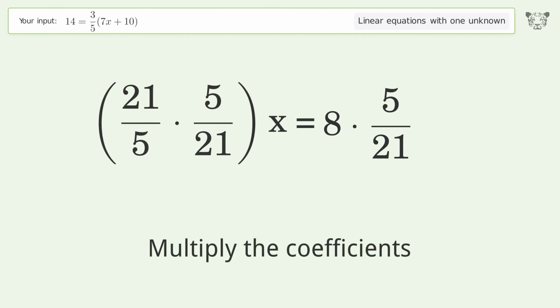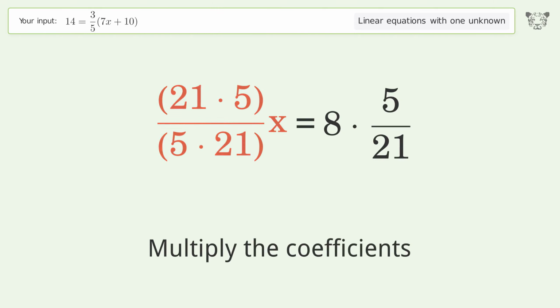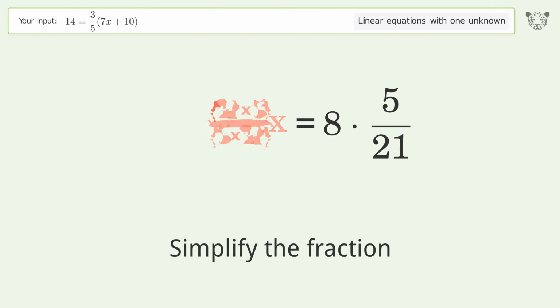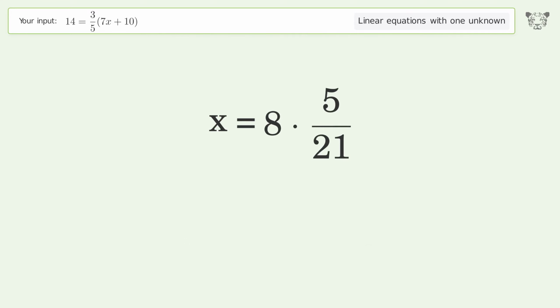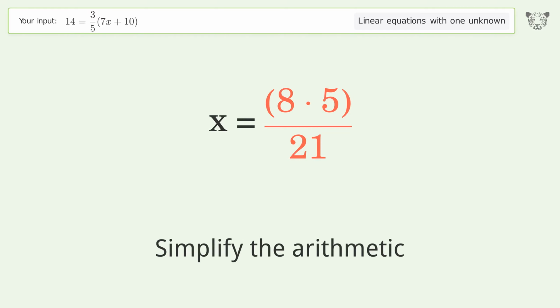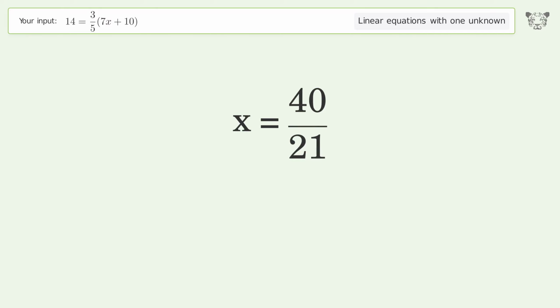Multiply the coefficients. Simplify the fraction. Multiply the fractions. Simplify the arithmetic. And so the final result is x equals 40 over 21.